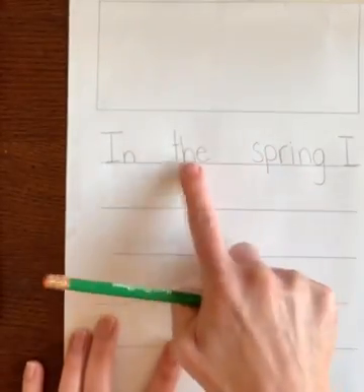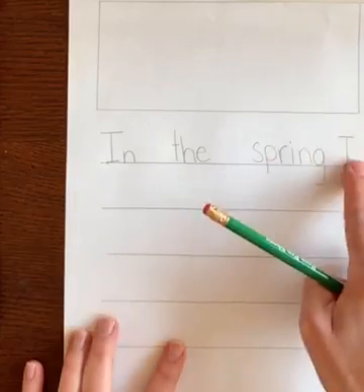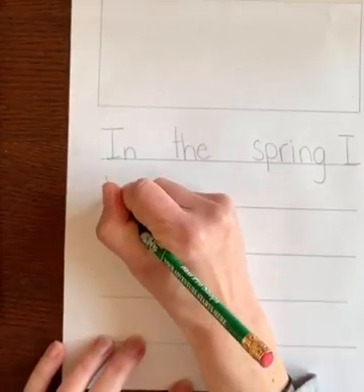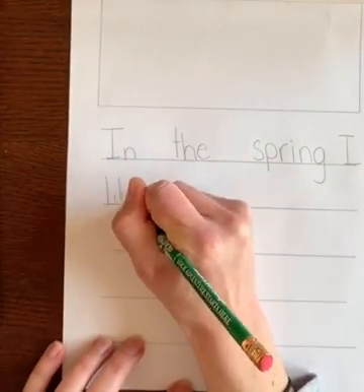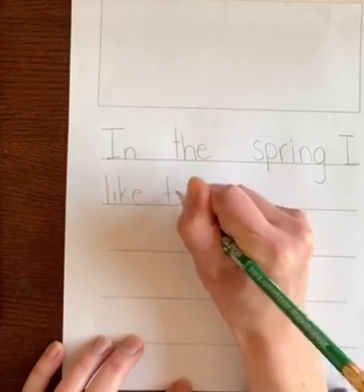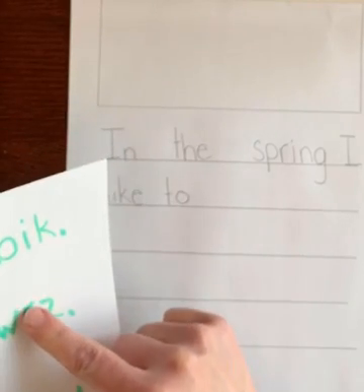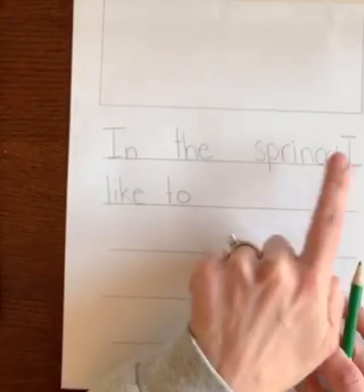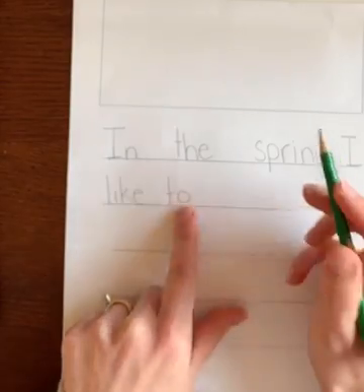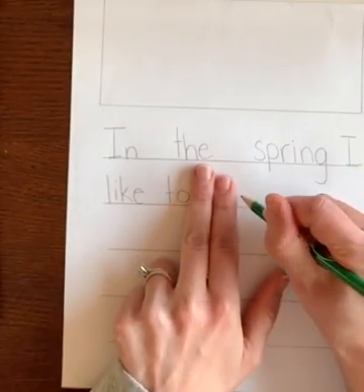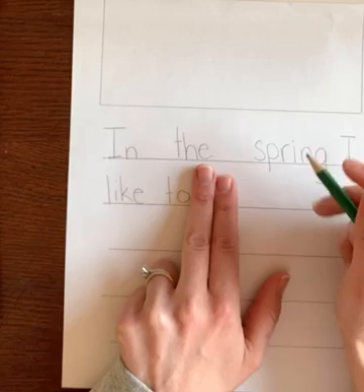In the spring, I like to, all right, and I'm going to say I like to plant flowers and ride my bike. Okay, so I'm going to say in the spring, I like to, remember space, plant. This is where I'm going to try spelling all the words on my own.